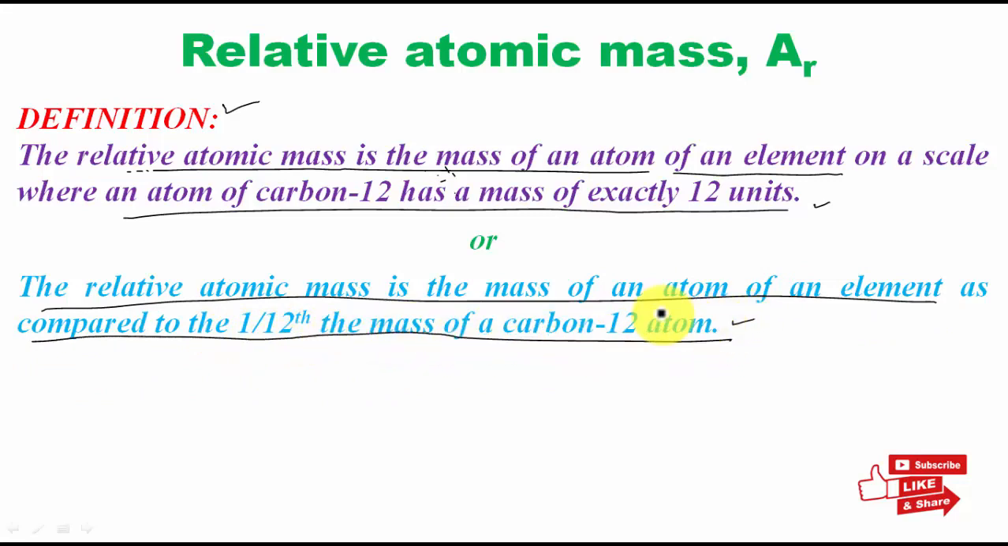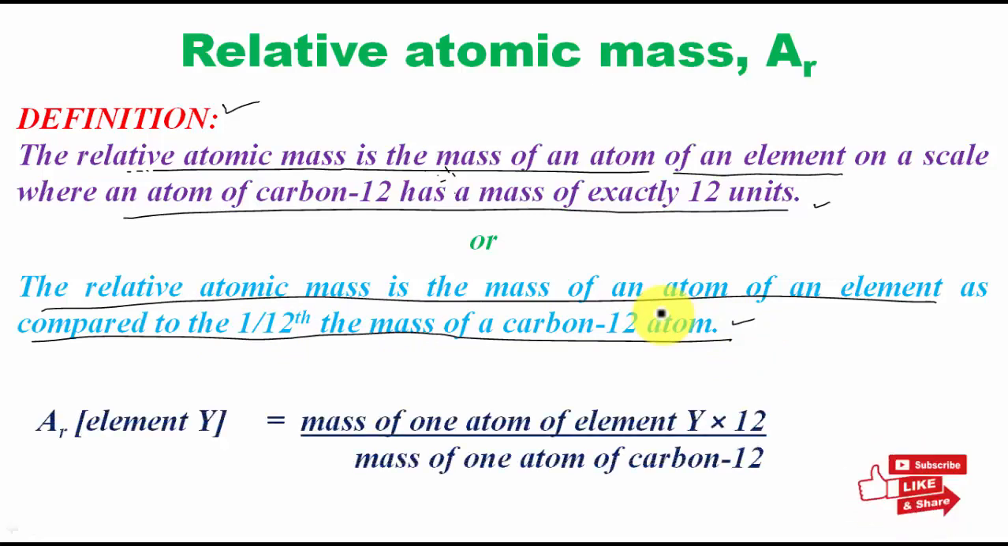We can write it mathematically as the relative atomic mass of element Y, any element whose relative atomic mass is to be determined. The mass of one atom of that element is written in the numerator and divided by the mass of an atom of carbon 12, and then we multiply it by 12. So this is a mathematical relationship which can help us to calculate the relative atomic mass if we know the mass of a Y atom, which is under consideration.